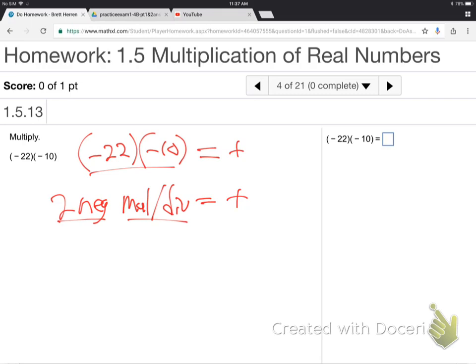And then what happens when you multiply anything by 10? Just puts a 0 on the back, doesn't it? So that'd be 220. You use a calculator if you're not sure. But it's going to be positive, or you don't even need the plus sign, just regular 220 on that. Two negatives make positive. All right.